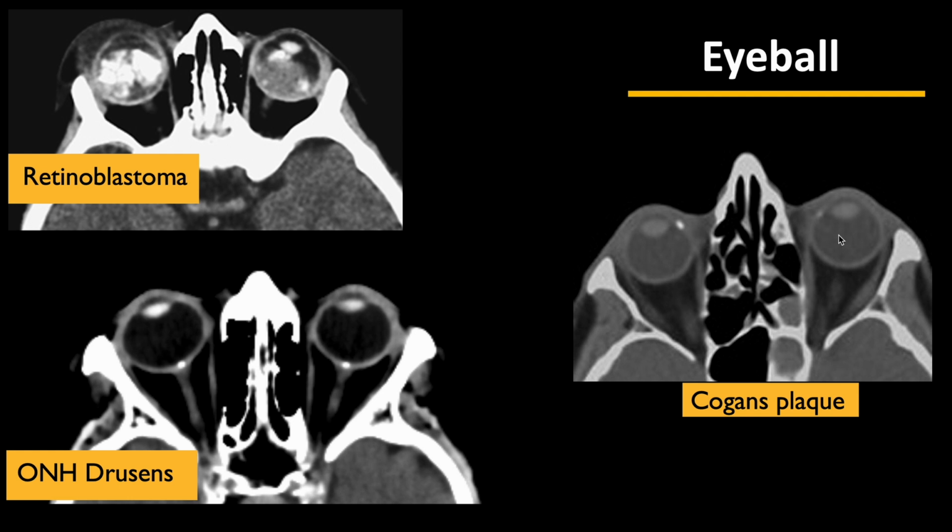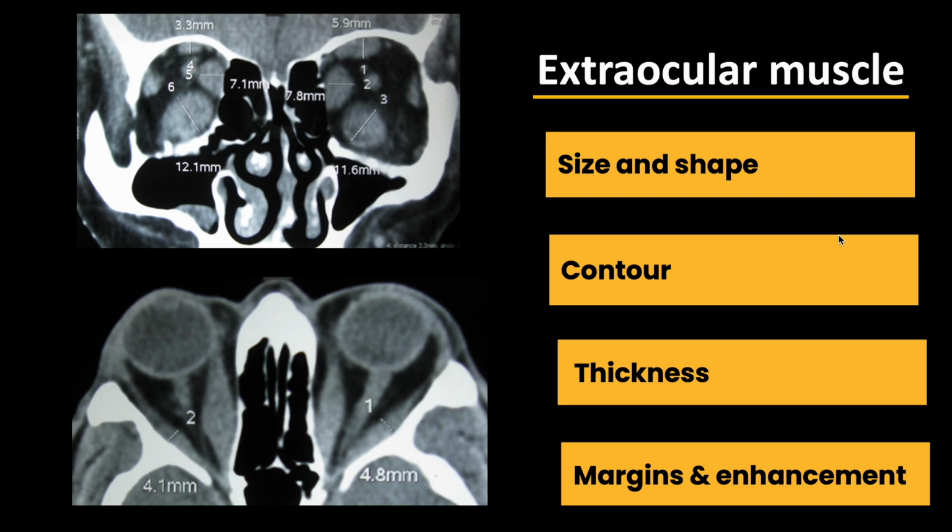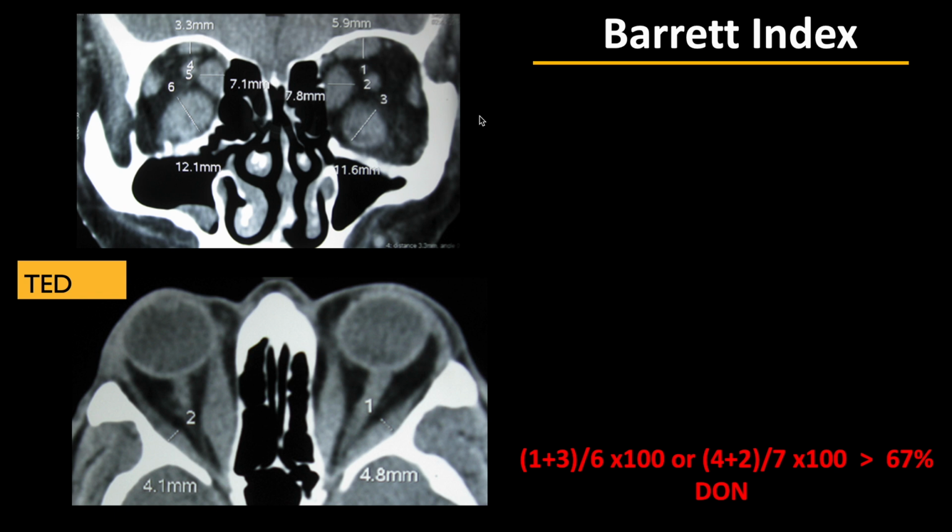In extraocular muscle evaluation, the size, shape, contour, thickness, margin and enhancement have to be looked for. Here are a few examples. This is a CT orbit of a patient with thyroid eye disease showing bulky muscles and a heterogeneity inside the muscles. We see that the belly is enlarged while there is relative tendon sparing.